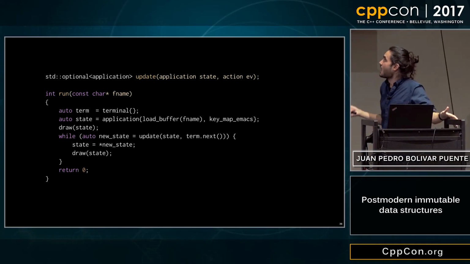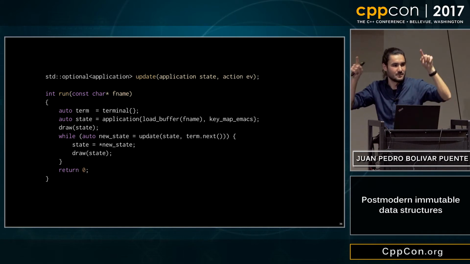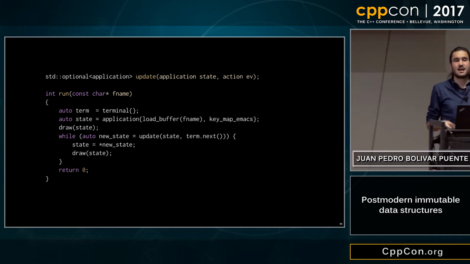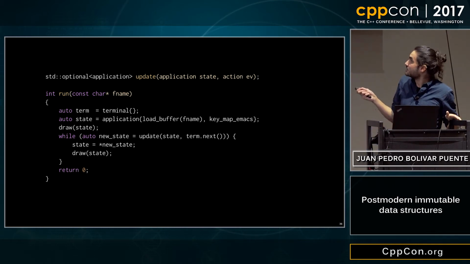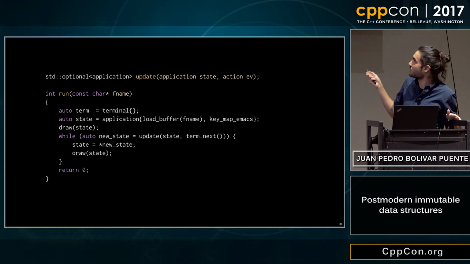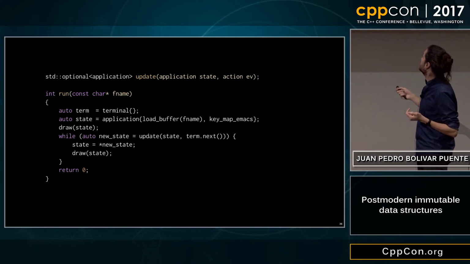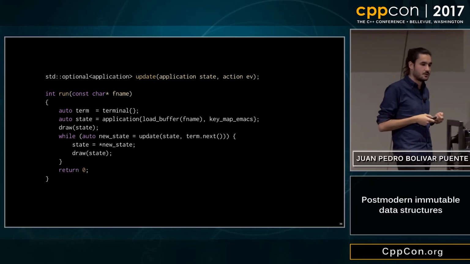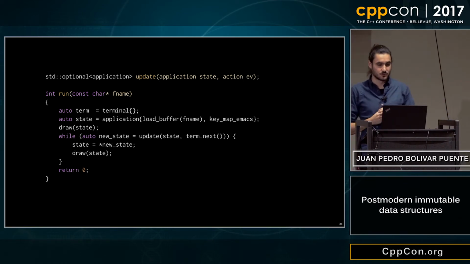And in this case, we have a terminal object. Terminal, in this case, is a representation of the text terminal that I interact with, right? It's basically a wrapper around ncurses. Then I have the state. This is my data model. My data model's core type is called application. That is the root of my data model. And I initialize it with the initial contents of the buffer that I load. I also give it which key map I want to use. I'm an Emacs user, so I have Emacs-like bindings by default.